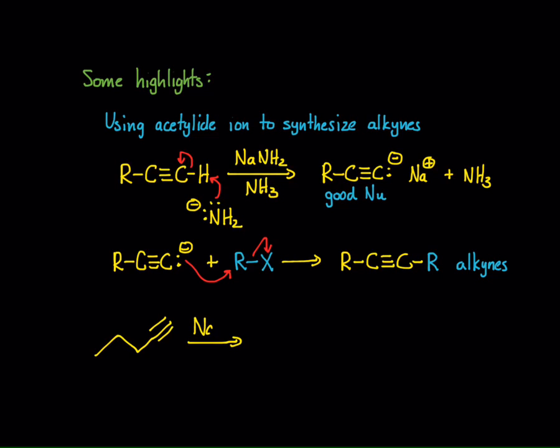An example of this would be something like this. I have, let's see, 1, 2, 3, 4, 5, so this is 1-pentyne. 1-Pentyne initially reacts with sodium amide and ammonia to deprotonate it. I get the acetylide ion of 1-pentyne, and then I'm going to react it with a primary alkyl bromide. Why a primary alkyl bromide? Remember I said this is an SN2 mechanism, and for an SN2 mechanism to work, I really need a primary alkyl halide. Secondary and tertiary alkyl halides don't work very well.